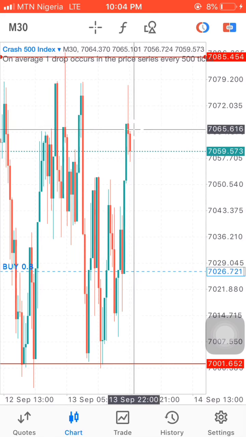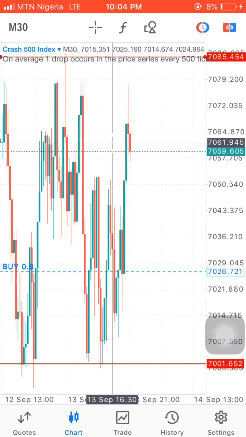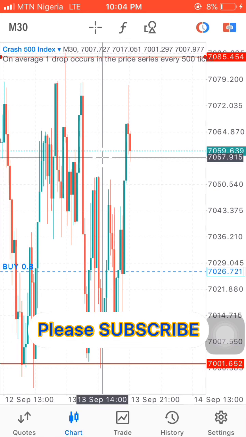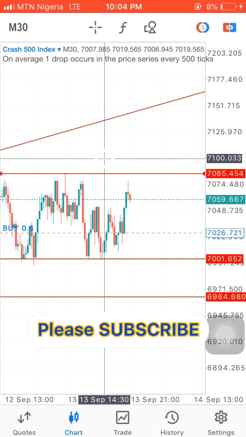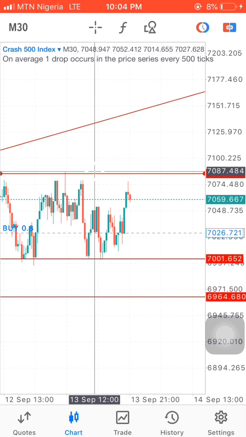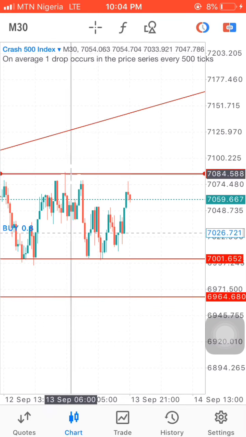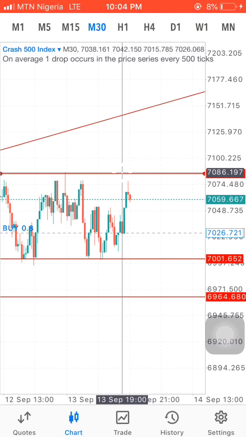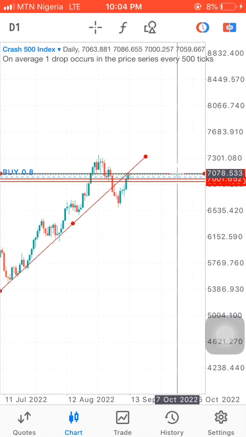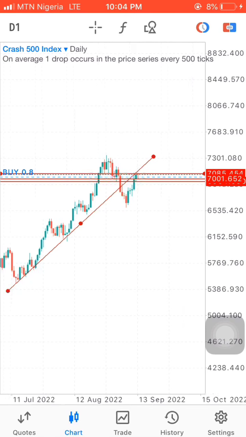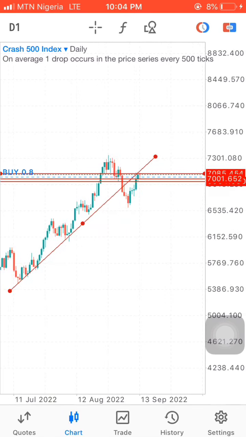And now you see that this price is rejecting here. Why do you think that the price is rejecting there? Of course, it has gotten to this level, which is my resistance. If I go to the higher time frame, you will see that I already drew my trend line, which showed me that this is an uptrend and that it's good to buy.